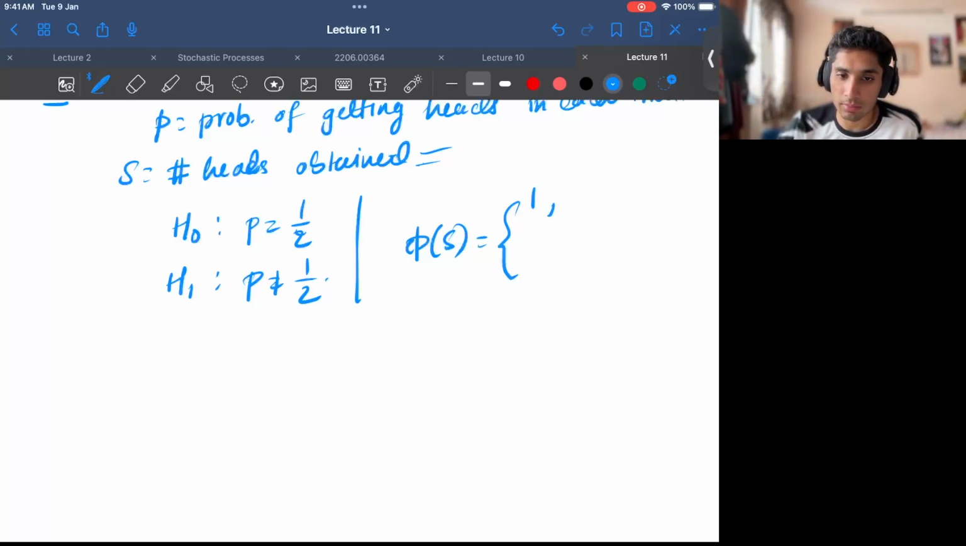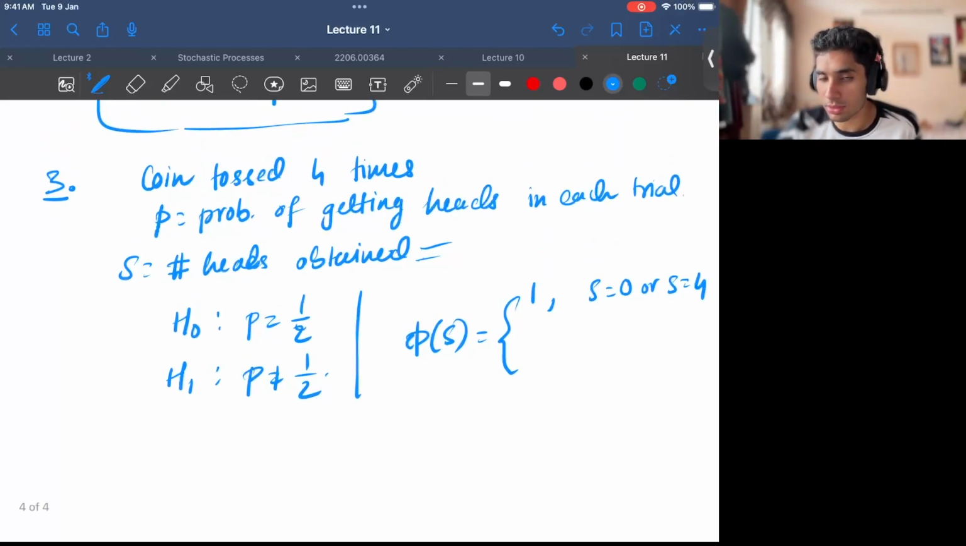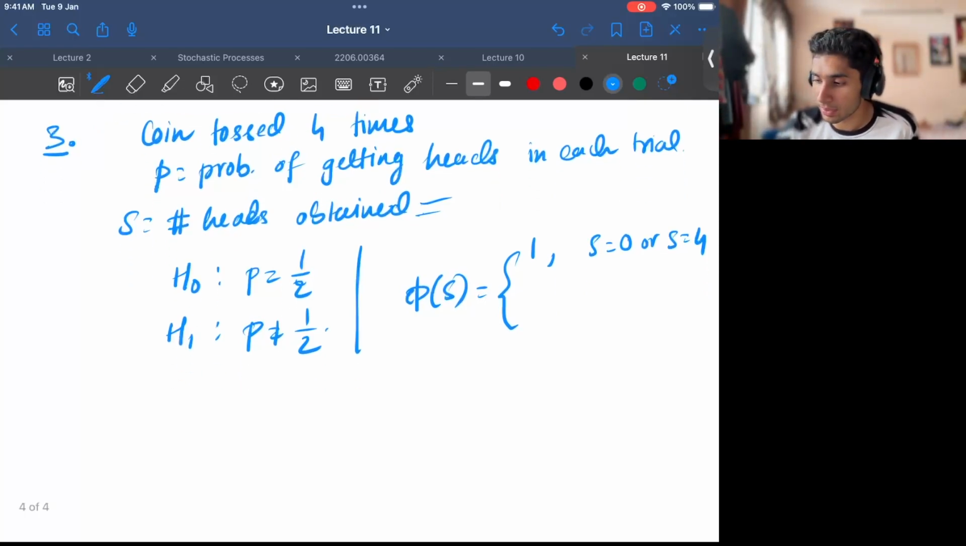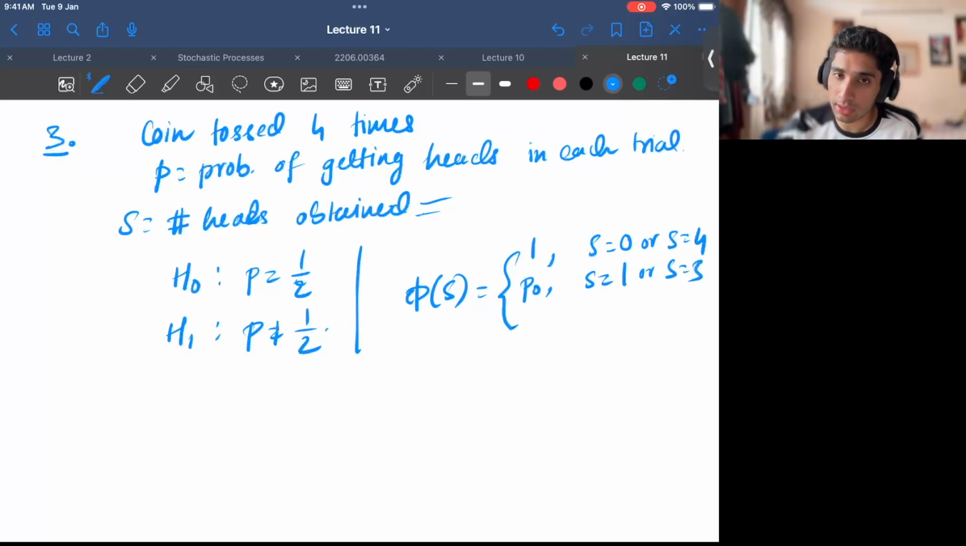Right. So the value is 1 if s is equal to 0 or s is equal to 4. Okay. So if you're tossing the coin four times, you can see the heads at least 0 times or at most 4 times, right? So the value of this is 1 if s is equal to 0 or s is equal to 4. Its value is p naught if s is equal to 1 or s is equal to 3, and it is 0 if s is equal to 2.